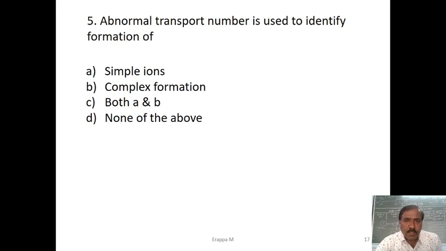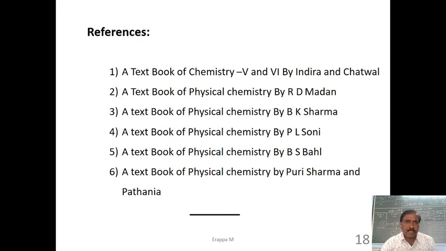Last question. Abnormal transport number is due to the formation of what? You have already studied the causes of abnormal transport number. Four answers are given: A simple ions, B complex formation, C both A and B, and D none of the above. For question number 5, abnormal transport number is due to complex formation. B is the correct answer.